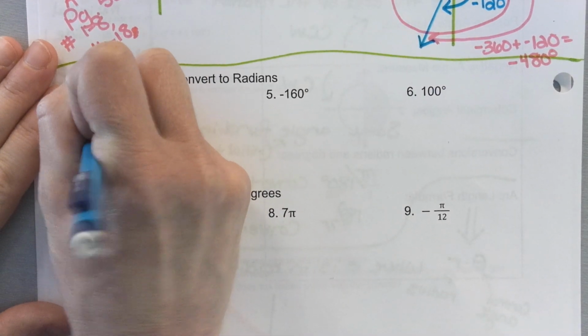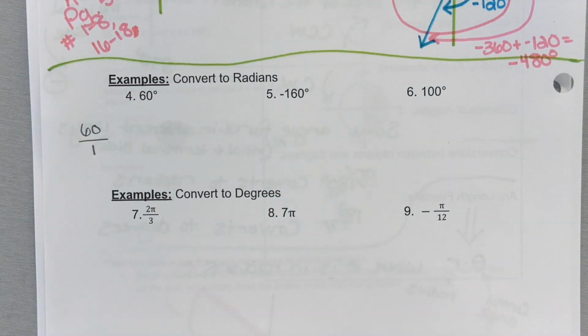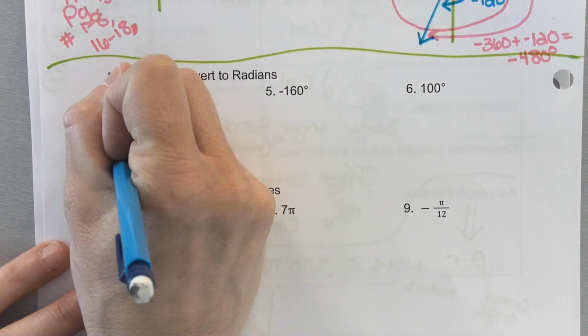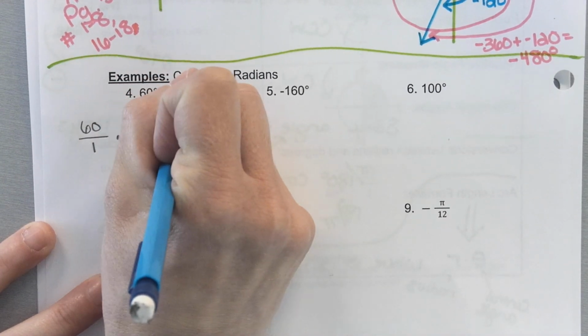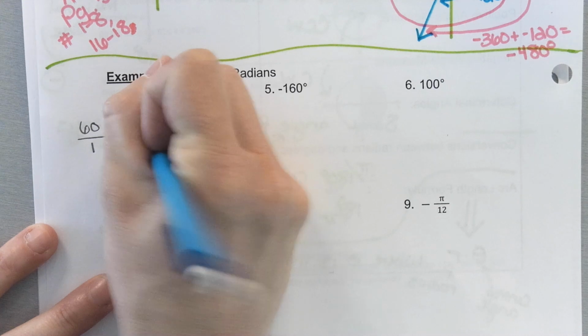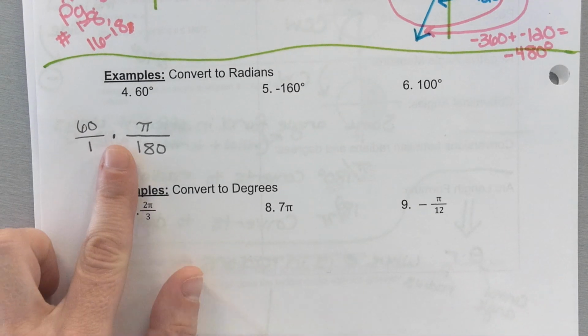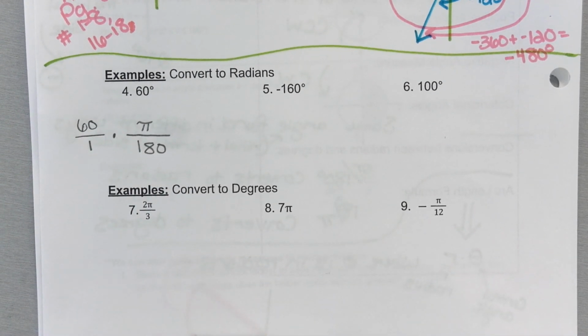So 60 degrees, and I always rewrite them as a fraction because I like it to buddy up with my conversion factor and also be a fraction. So the conversion factor here is always going to be converting out of degrees and into radians. So I'm going to multiply by pi over 180.